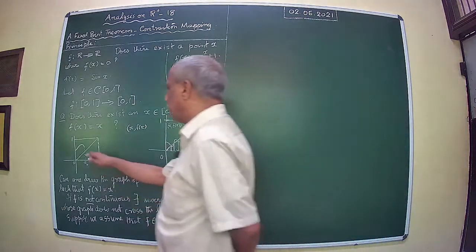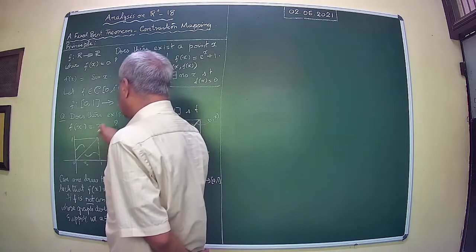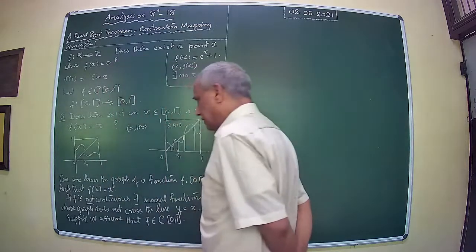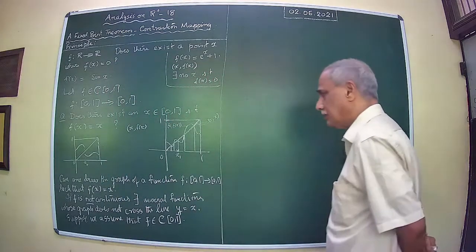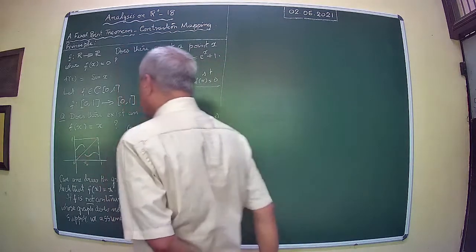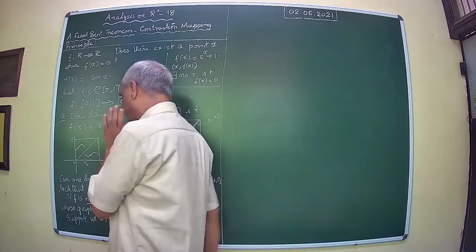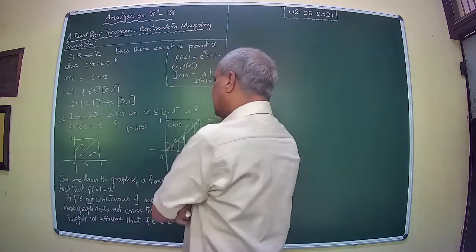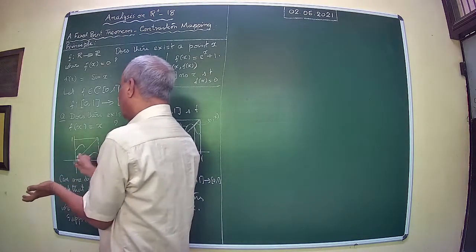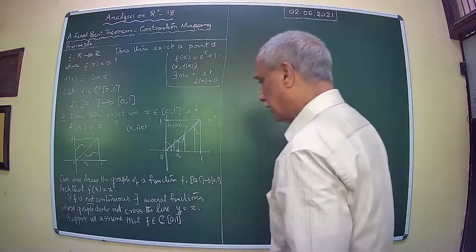Likewise, suppose you keep it negative also. Suppose you keep the graph below this line also. That is, you are asking for a function defined on the interval 0 to 1, but it's not crossing this. I mean, it is crossing this line somewhere and continuous. Then you see that you may not be able to define it on the entire interval 0 to 1.